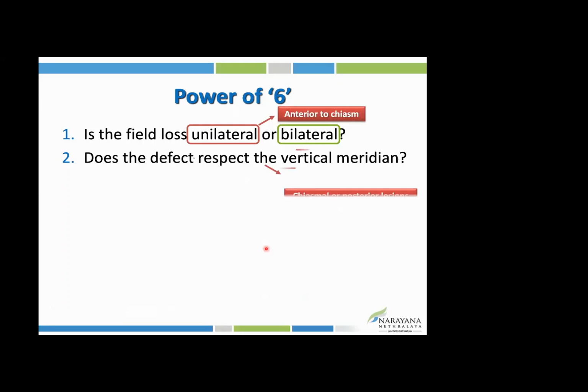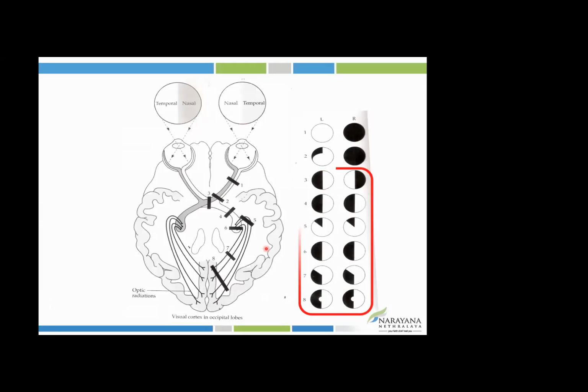Because if it does, it's a chiasmal or posterior lesion. Like for example, look at these various visual field defects. They are respecting the vertical meridian. And if you note that from 3 to 8, wherever there's a chiasmal or posterior chiasmal lesion, you will find the same representation happening. But in those which are anterior, you will see one eye is completely involved.